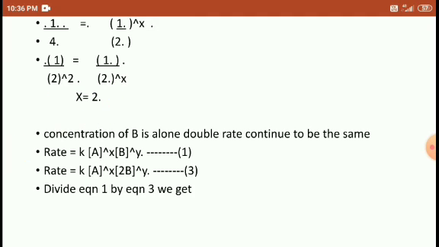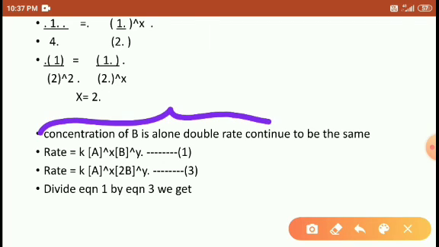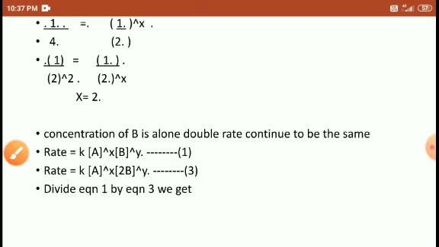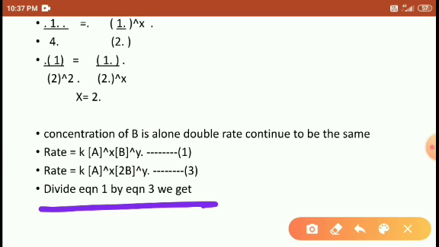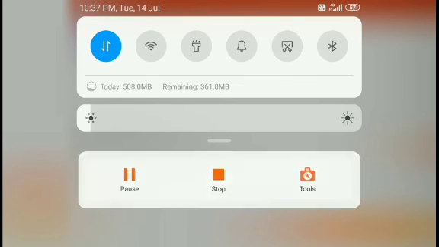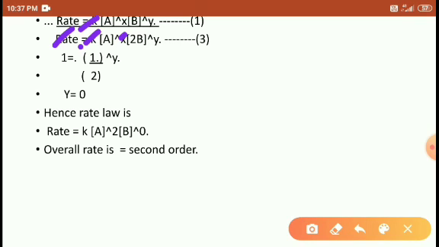Right, students? When the concentration of B is doubled, rate remains the same. So the rate is equation 1 here, and we increase the concentration of B to double, then rate remains the same here, there is no change in rate. So then we have to divide equation 1 by 3. So rate equation 1 and we divide by 3, then rate gets cancelled, k gets cancelled, A to the power of x, A to the power of x gets cancelled. Right, students?